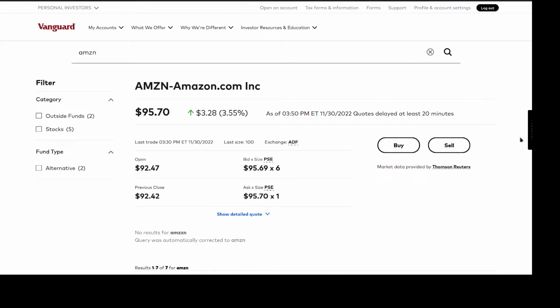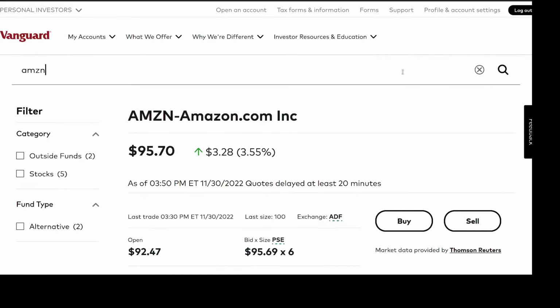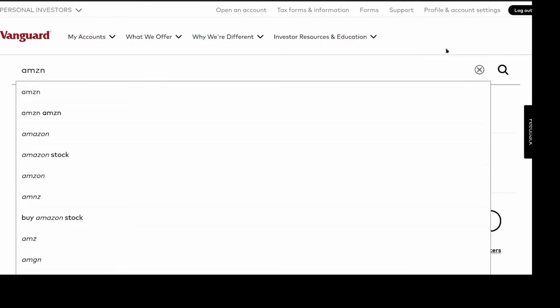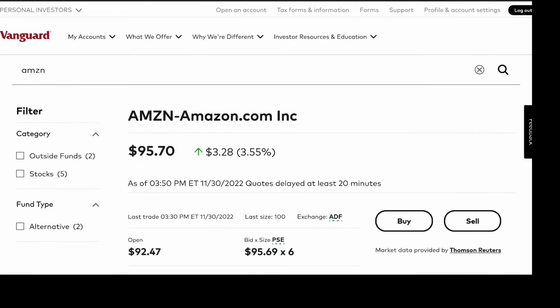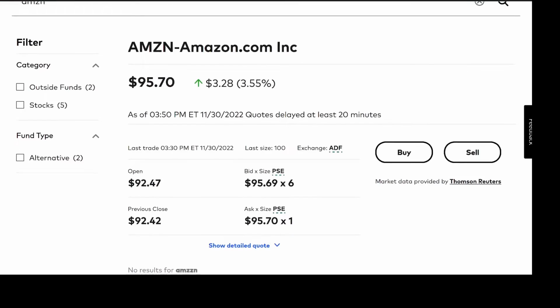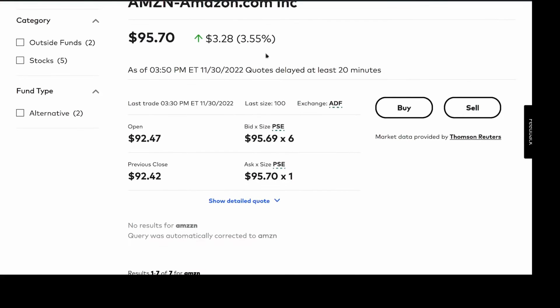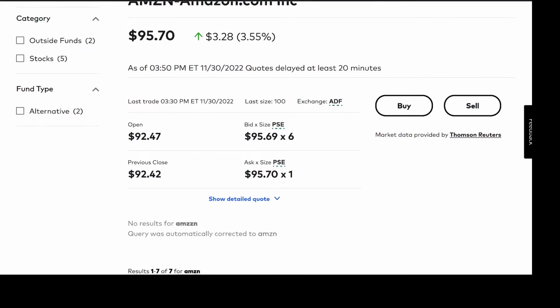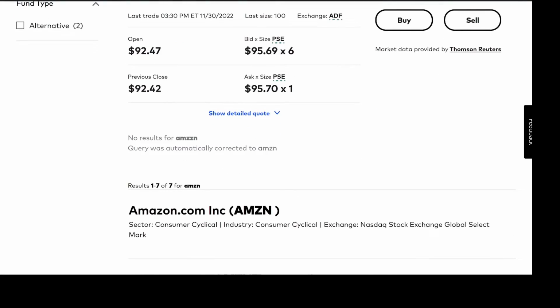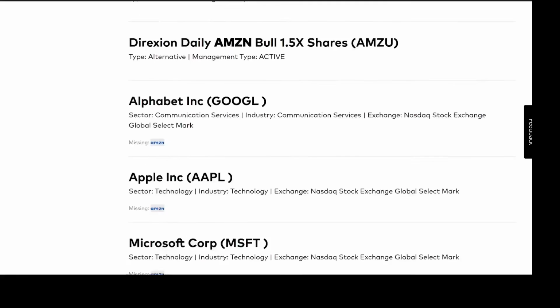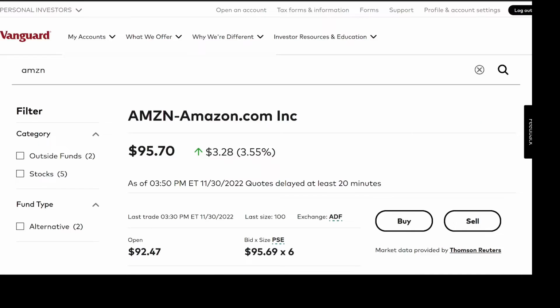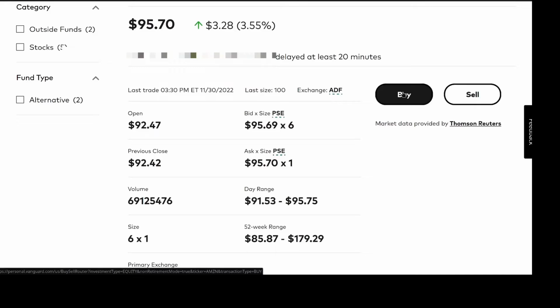Now, here's Amazon. Here's one thing you may notice. This is another thing that only Vanguard does. You see the ticker price and it says quotes delayed at least 20 minutes. You never see that with any other broker. The only way you get a real-time quote is if you hit buy. So once you hit buy, you'll actually see that. If we want to buy Amazon, we click buy.